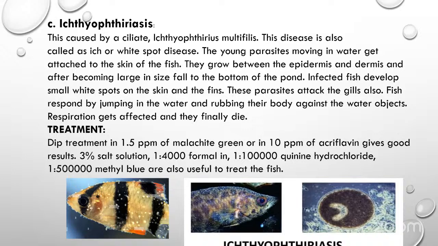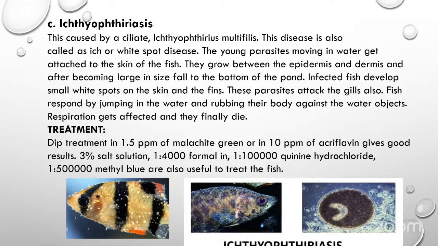Next is ichthyophthiriasis. This is caused by a ciliate, Ichthyophthirius multifiliis. This disease is also called white spot disease. The young parasites moving in water get attached to the skin of the fish. They grow between the epidermis and dermis and, after becoming large in size, fall to the bottom of the pond.